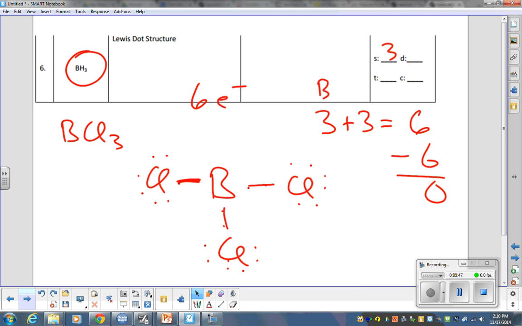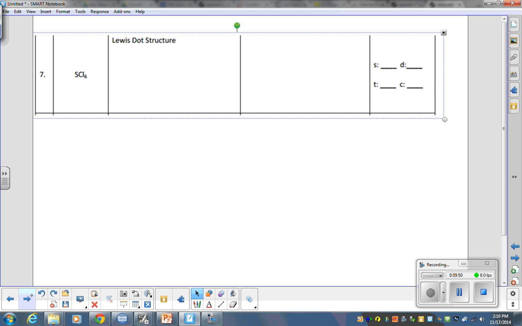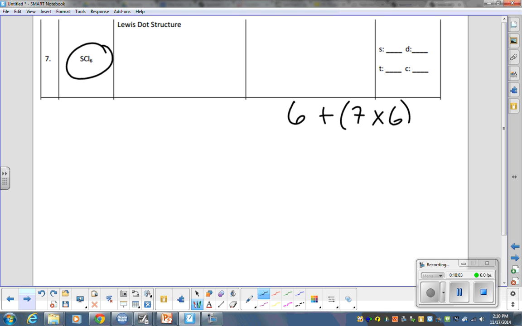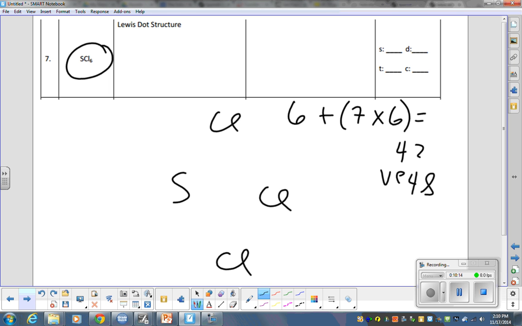Next one, SCl6. Remember sulfur Superman? Sulfur is one of the exceptions. So if you look right there, first thing is sulfur has 6 valence electrons. Chlorine has 7, and there's 6 of them. So 7 times 6 is going to be 42, plus 6 is going to be 48 valence electrons. And I'm going to go 6, Cl, Cl, Cl, Cl, Cl, Cl. You connect every molecule with a single bond, which is 2 electrons. So I subtract 12. 48 minus 12 is going to be 36.